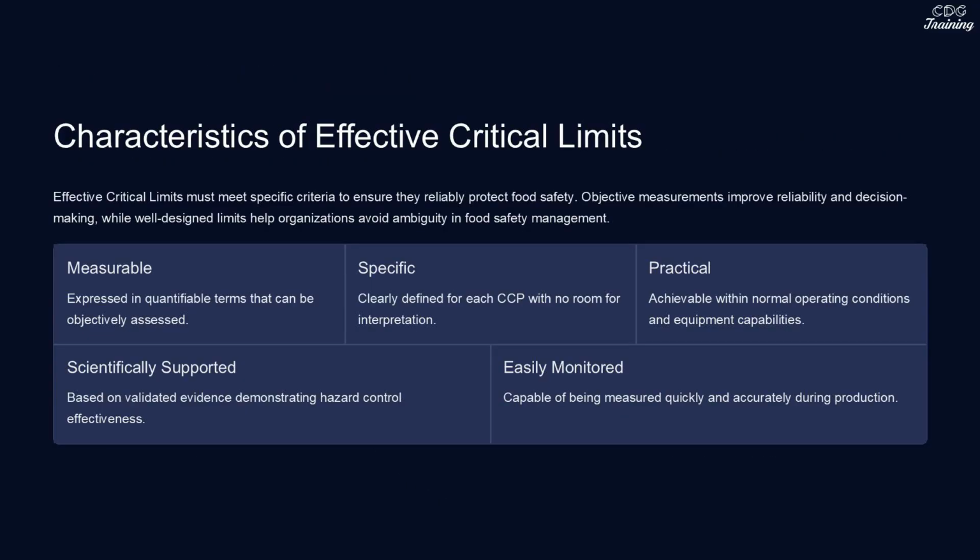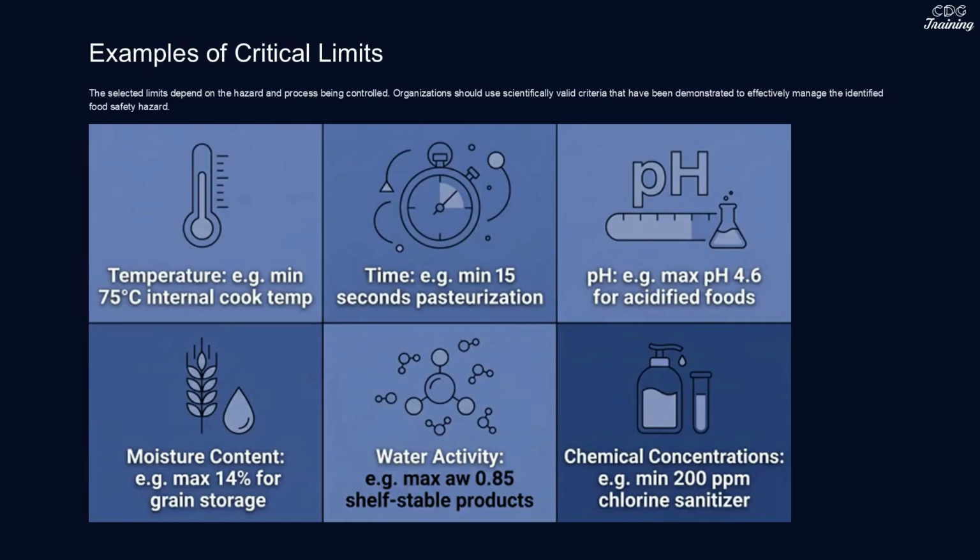Effective critical limits must meet specific criteria to ensure they reliably protect food safety. Objective measurements improve reliability and decision-making, while well-designed limits help organizations avoid ambiguity in food safety control. The selected limits depend on the hazard and process being controlled. Organizations should use scientifically valid criteria that have been demonstrated to effectively manage the identified food safety hazard.